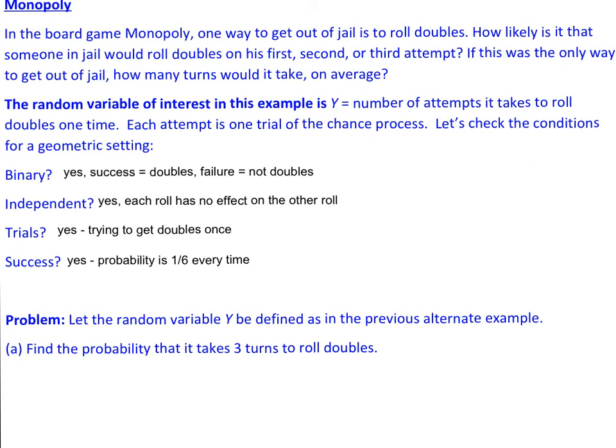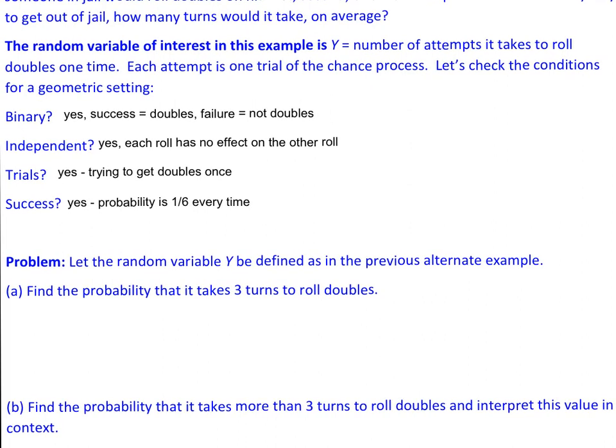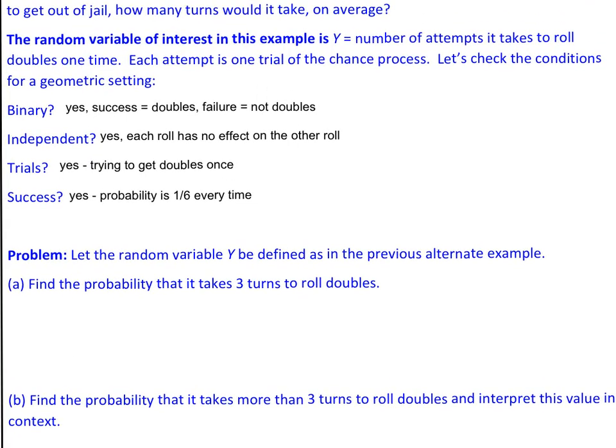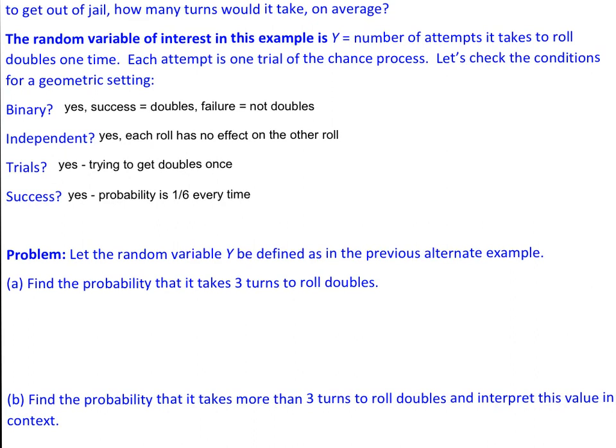So here's the setting. It's in Monopoly, rolling doubles to get out of jail. And it's a familiar context for us. We've already looked a little bit at the probability of rolling doubles and whatnot. This problem is asking us the probability that it will take 3 turns to roll doubles.